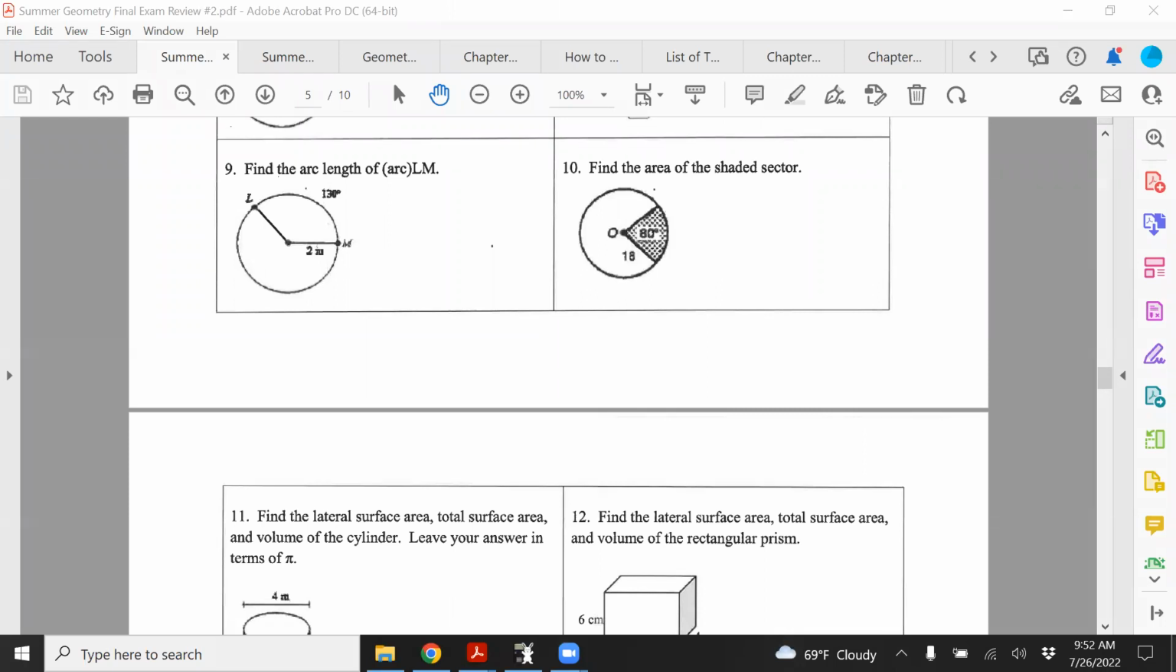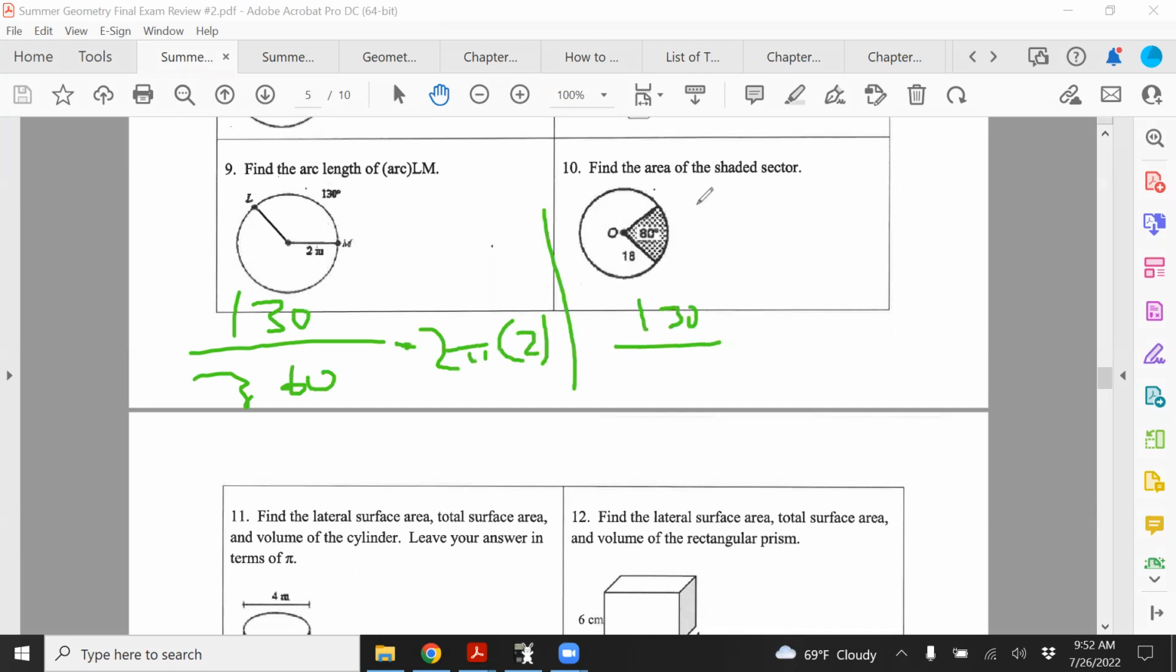So, arc length and area of the sector. We've done all that, right? Graph, find arc length, find area of the shaded region, right? Not that hard. All you do is this: you do 130 over 360 times 2 pi r. Or here you do 80 over 360 times pi r squared.